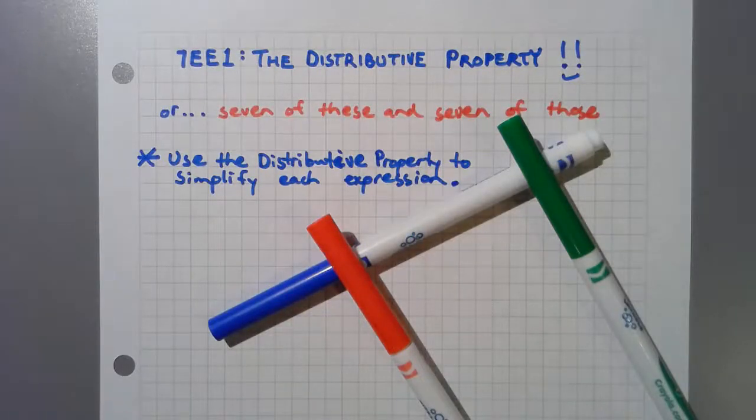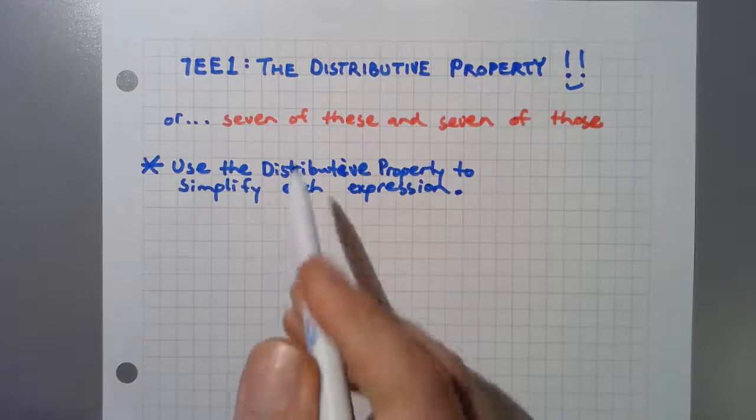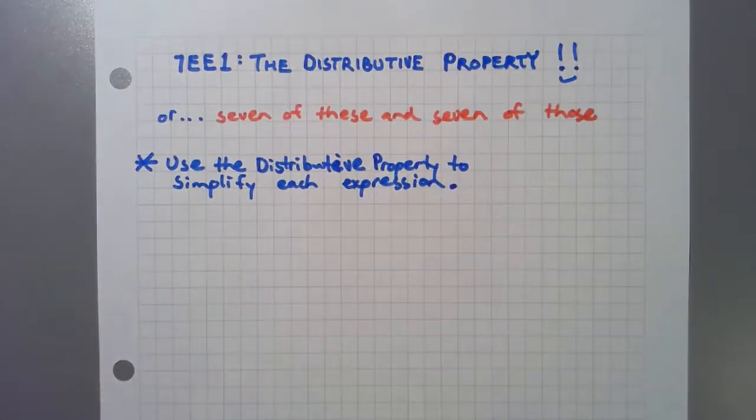Okay, here we go. Seventh graders, we're going to learn a little short refresher course on the distributive property, otherwise known as 7 of these and 7 of those. Here's what I mean. Our first example.